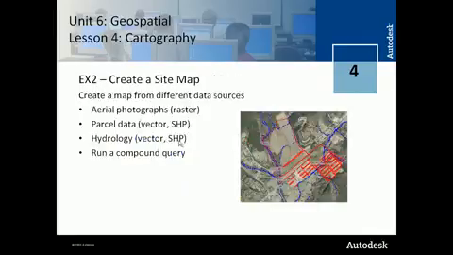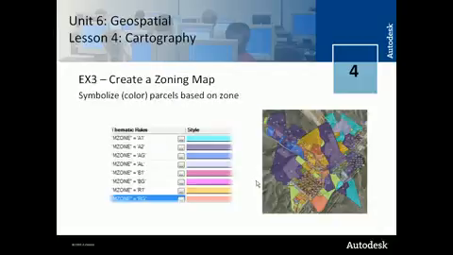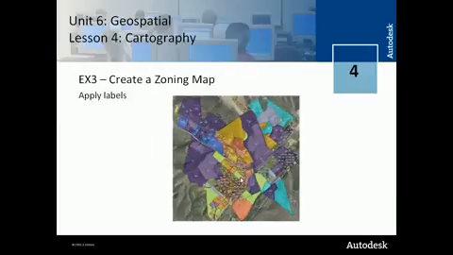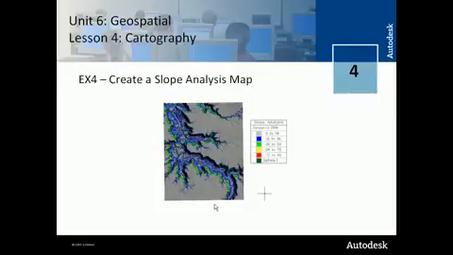In Exercise 2, you create a site map using a number of different data sources. You connect to aerial data, parcel data, and hydrology data, and you also run a compound query to extract data within a particular location. Then in the third exercise you create a zoning map using a similar procedure, and it will shade the areas based on the zone, and then you apply labels to that zoning map.